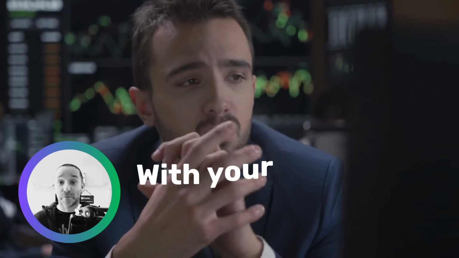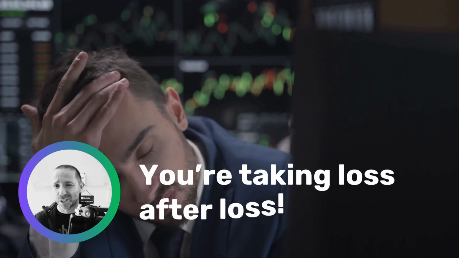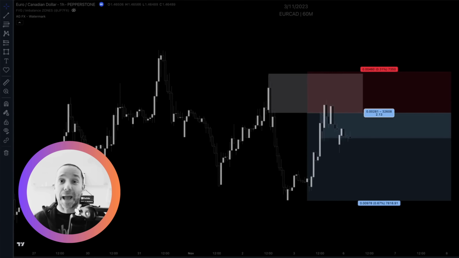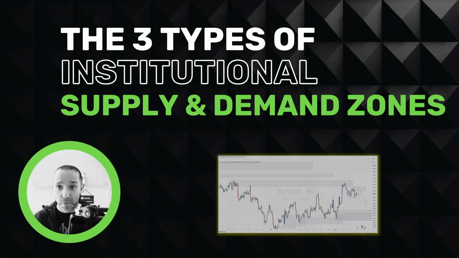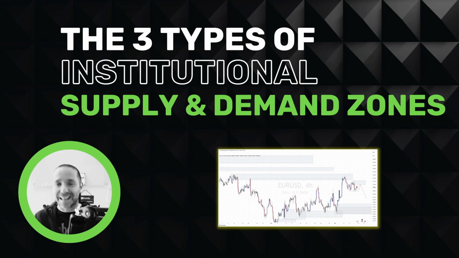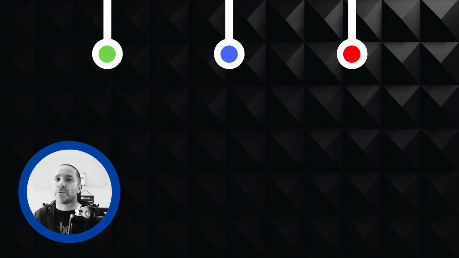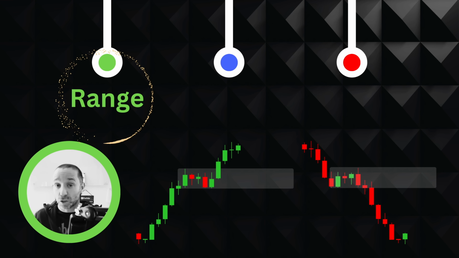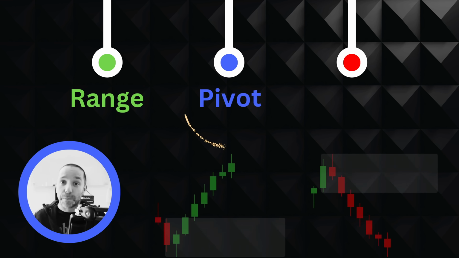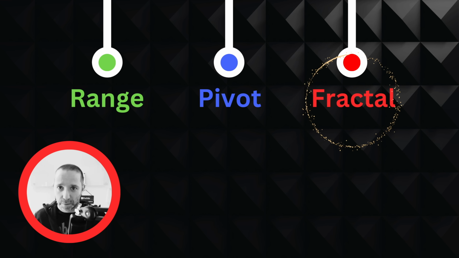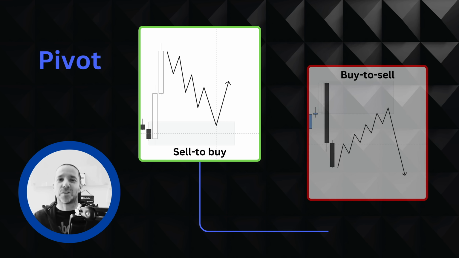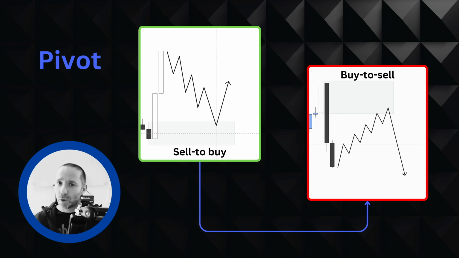Now, if you're struggling with your supply and demand trading, you're taking loss after loss, you're finding that every time you enter an area of supply, the price just smashes through and you have another losing trade, don't worry, because I'm going to go through the 3 types of institutional supply and demand zones that you need to know and add these into your trading. The 3 types we're going to look at are the range zone area of supply and demand, the pivot zone of supply and demand, and the fractal zone of supply and demand. What I recommend straight away is that you stick with the pivot zone. We'll go over that in a moment.